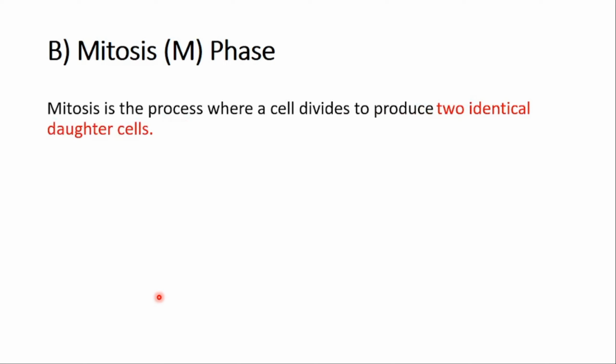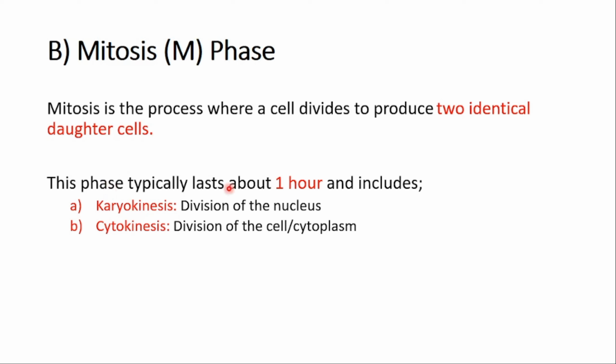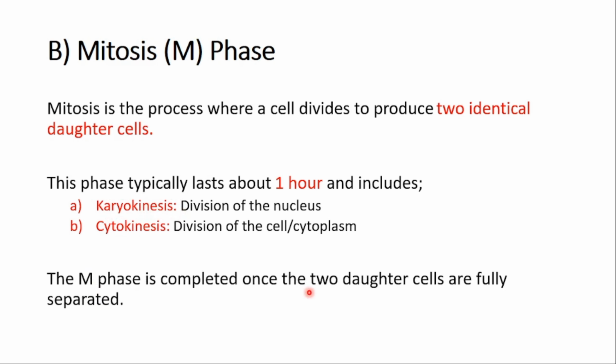After the interphase, we have the mitosis phase or the M phase. In this phase, the cell divides to produce two identical daughter cells. And this phase lasts for about an hour, and it includes division of the nucleus and division of the cytoplasm, called cytokinesis, and the division of the nucleus is called karyokinesis. The M phase is completed once the two daughter cells are fully separated.